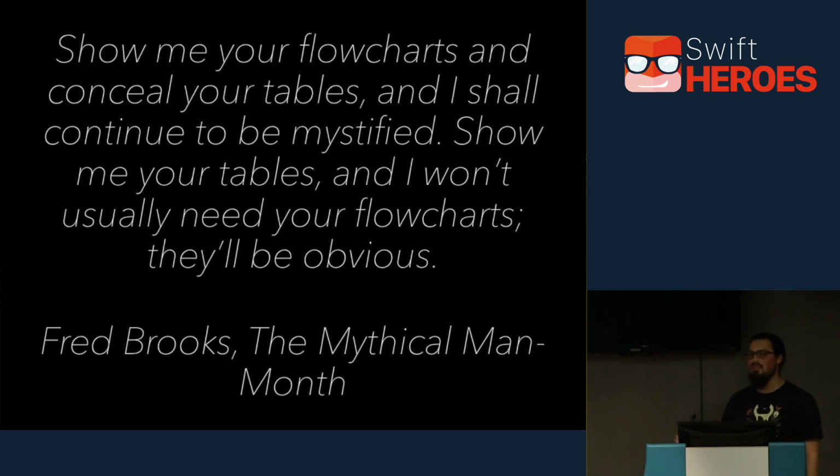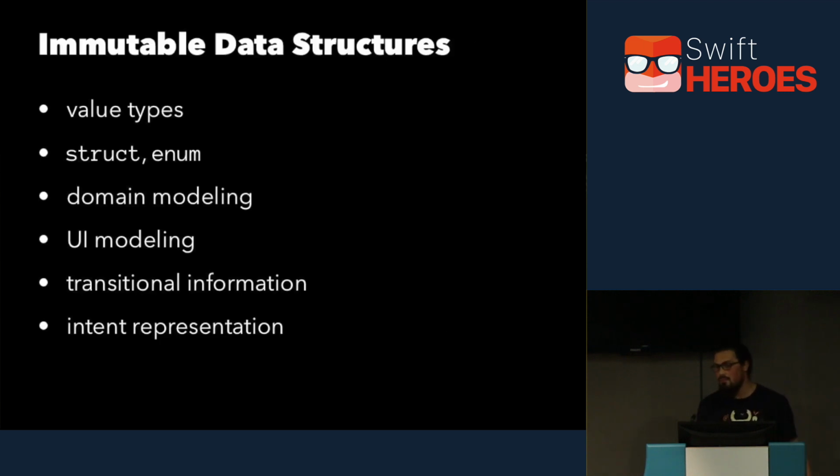But if you just show me the data, and of course data that was carefully structured, I won't need your flowchart. I won't need to read your code. The data, the logic, will be obvious from the data types. So creating appropriate data types is key to employing this approach in programming. Of course, the data structures that we want are immutable.